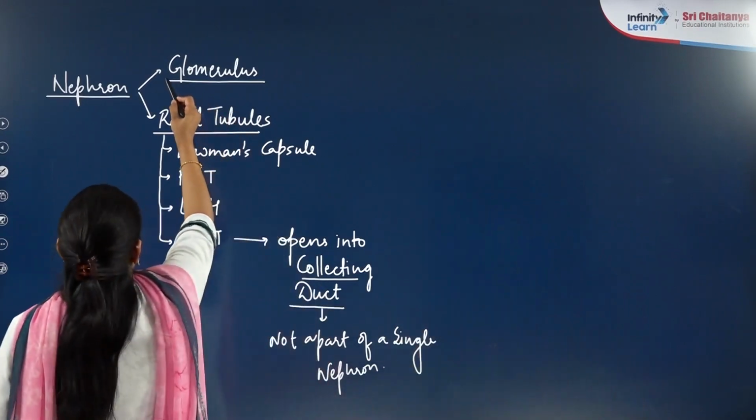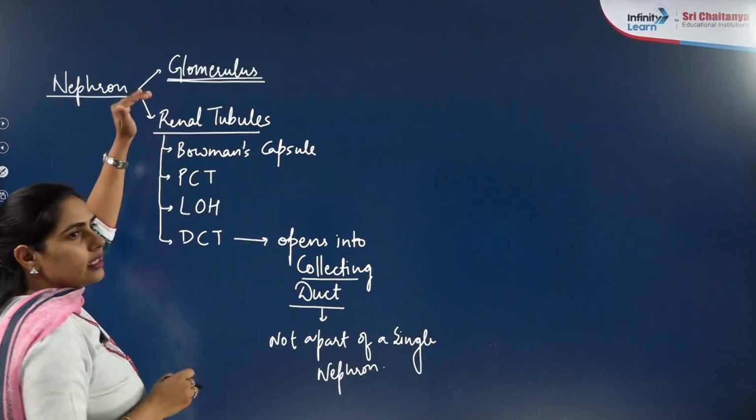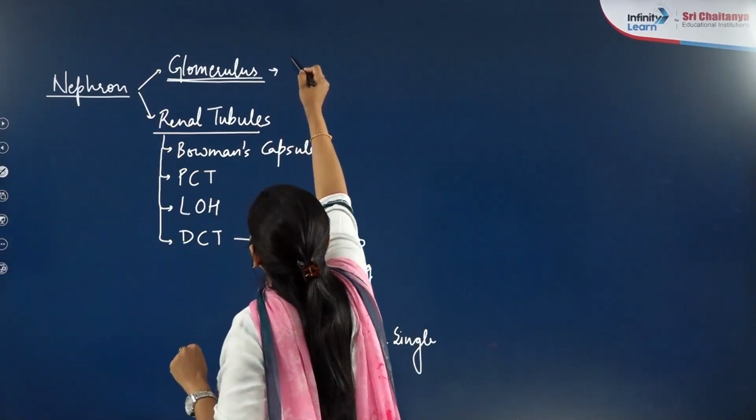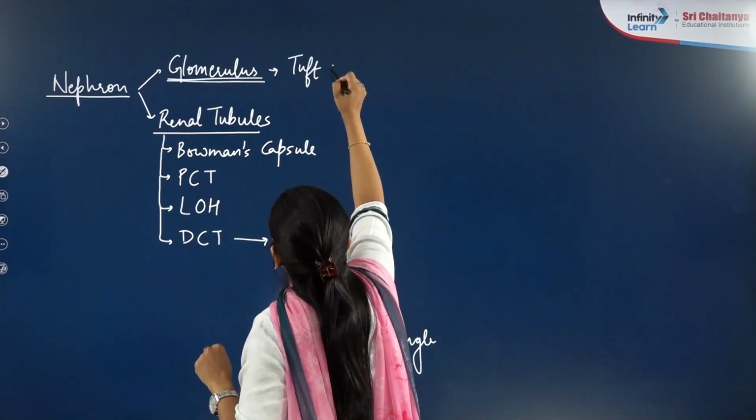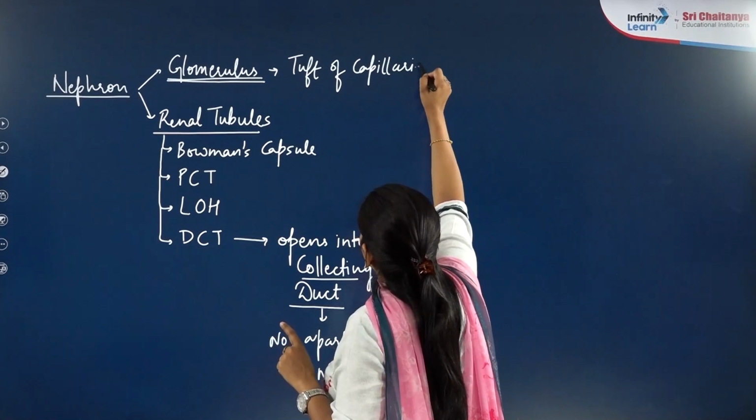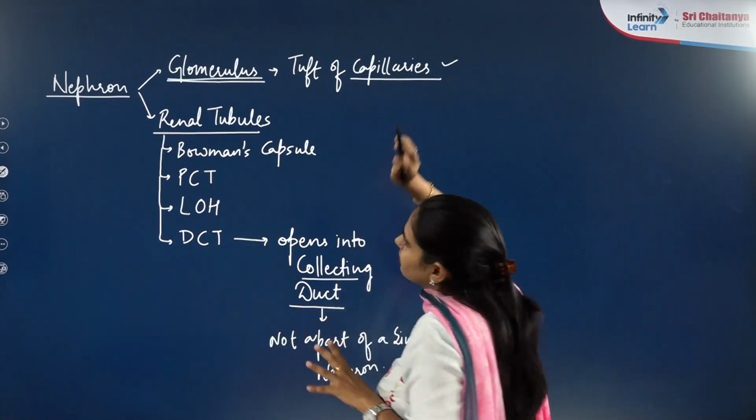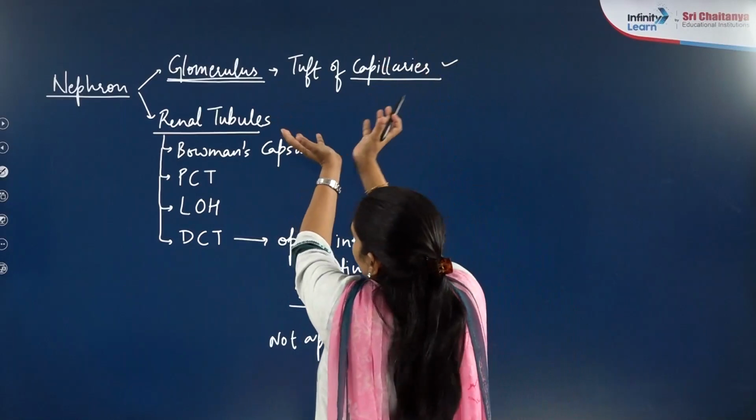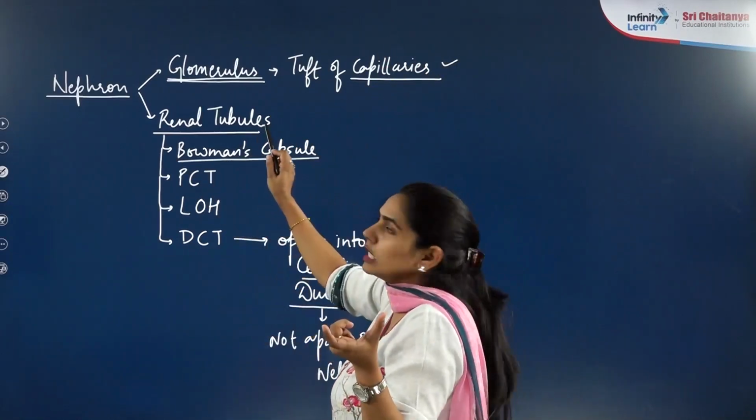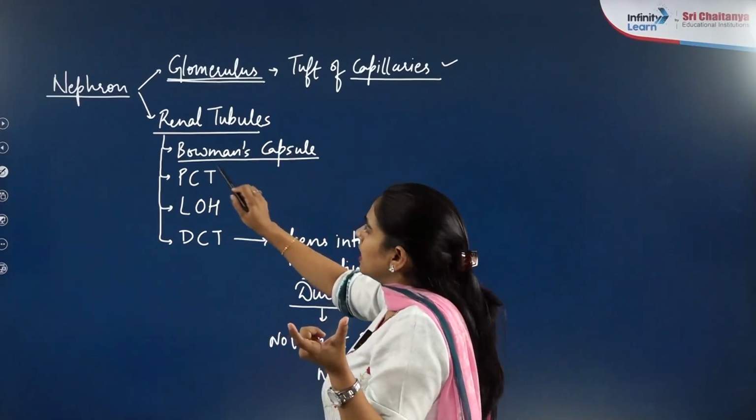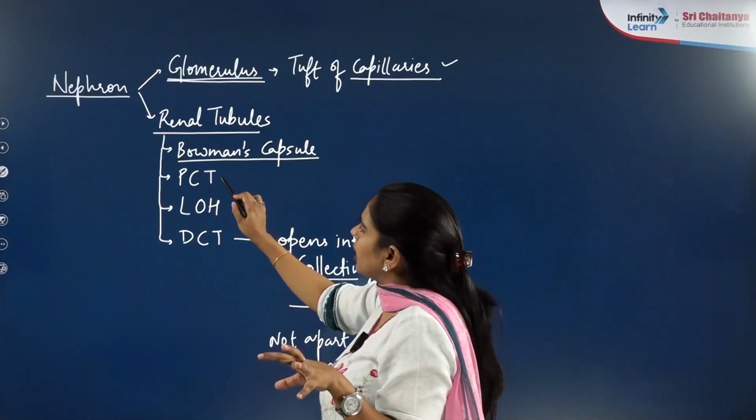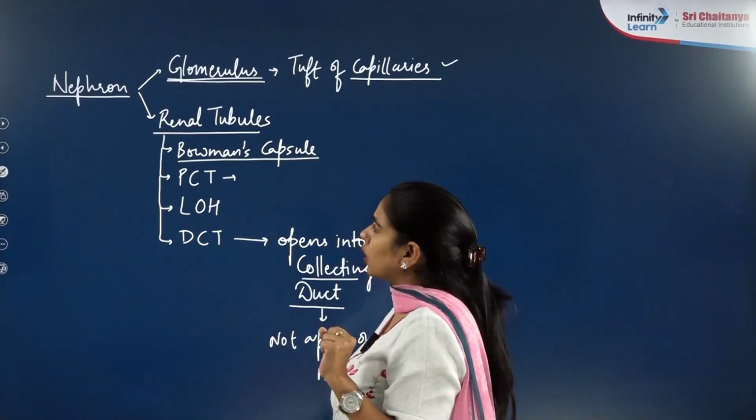Let me explain all these things one by one. Glomerulus. In glomerulus, what is present? It is simply the tuft of capillaries. What are these capillaries? From where do they get formed? I will tell you each and everything. Now, this tuft of capillaries is present in this Bowman's capsule, which is the first part of the renal tubule. Then after Bowman's capsule, there is a convoluted tubule which is called PCT, proximal convoluted tubule.